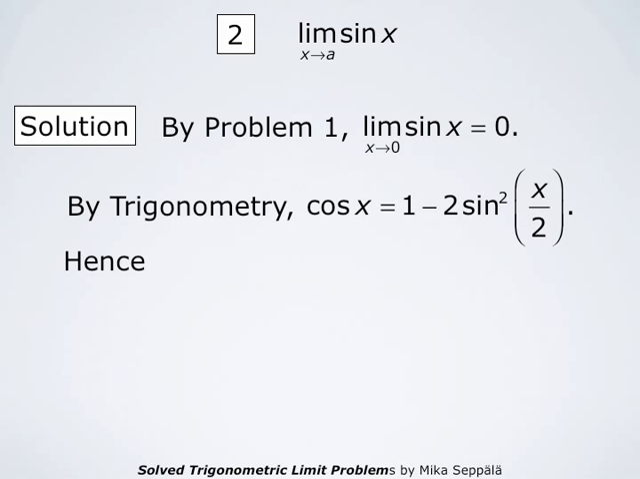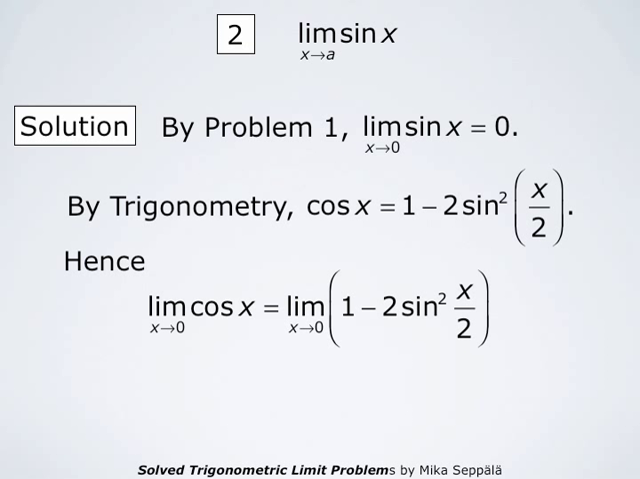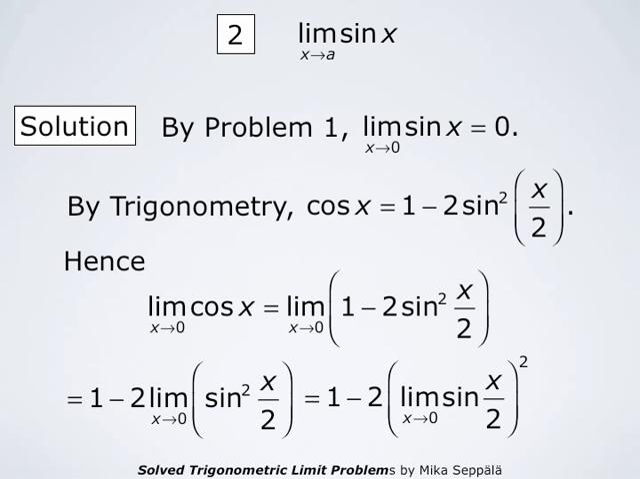Therefore, by the properties of limits, the limit as x approaches 0 of cosine of x is the limit as x approaches 0 of 1 minus 2 times sine squared of x over 2, and this is 1 minus 2 times the limit as x approaches 0 of sine squared of x over 2. Again using properties of limits, this is the same as 1 minus 2 times the limit as x approaches 0 of sine of x over 2, and that limit squared. Now as x approaches 0, also x over 2 approaches 0, therefore this limit as x approaches 0 of sine of x over 2 is 0, and we conclude that the limit of cosine of x as x approaches 0 is 1.